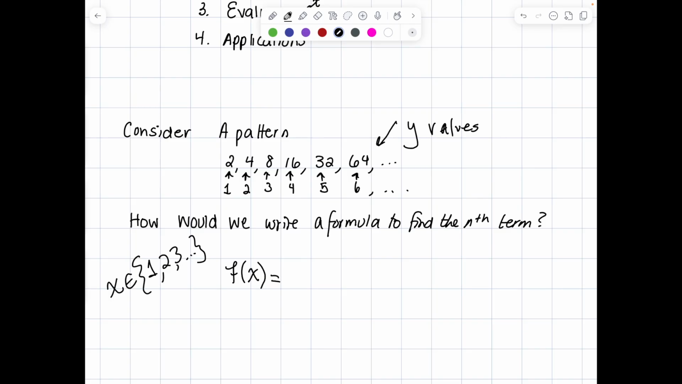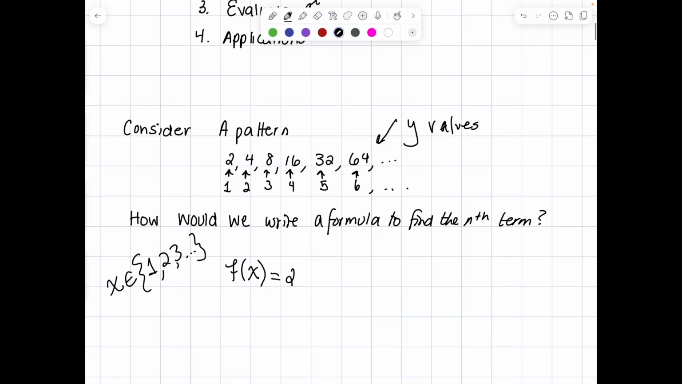So what can I plug in? I could plug in 1 for x, and how do I get 2 out? Well, we could do x plus 1. But if we plug in 2 for the second one, we don't get 4 out. And if you notice, 2, 4, 8, 16, 32, 64, aren't those just powers of 2? Isn't 2 the first power? Isn't 4 2 squared? Isn't 8 2 to the third? Isn't 16 2 to the fourth? Isn't 32 2 to the fifth, and so on?